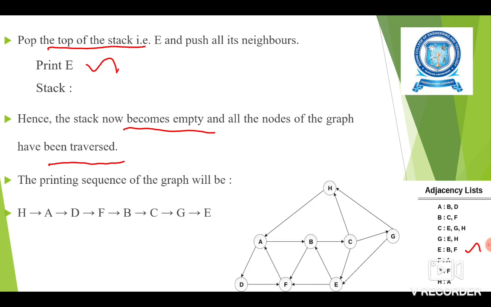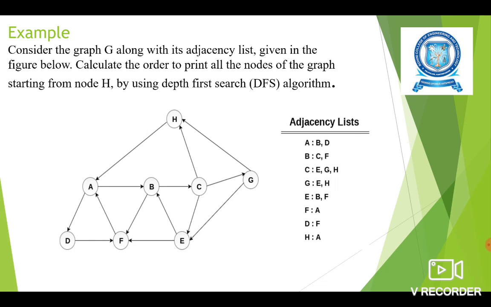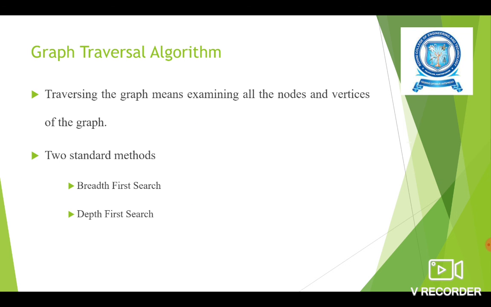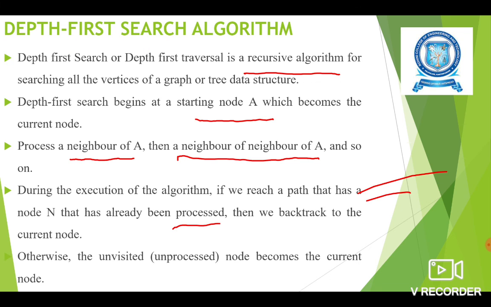Okay. So once again, depth first search is one of the graph traversal methods. It is a recursive algorithm. It is used to search all the vertices of the graph. So here the neighbors of nodes are visited depth wise in order to find the depth first traversal.